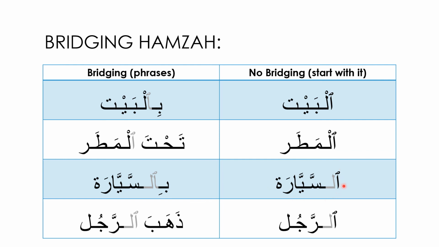The bridging Hamza is not activated now. There are no letters before it. So it will sound A. But since the lam is solar, it will go to the first seen under the shadda. As-sayyarah. Now inside the phrase, there is a letter before it and there is a letter after it. But the letter after it is silent, so we have to bridge to the following letter. Bis-sayyarah.